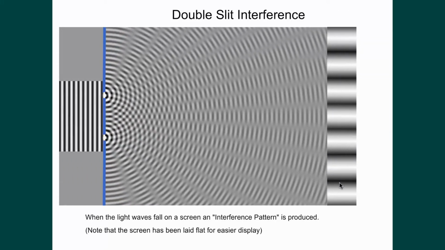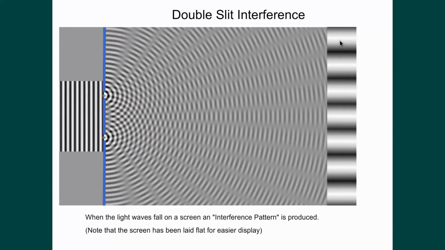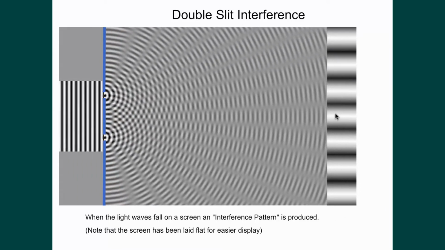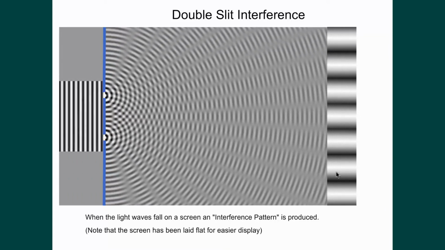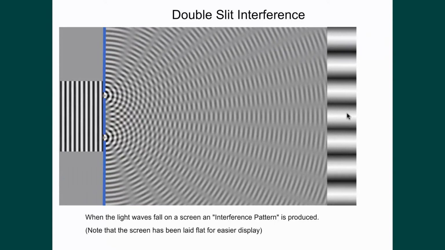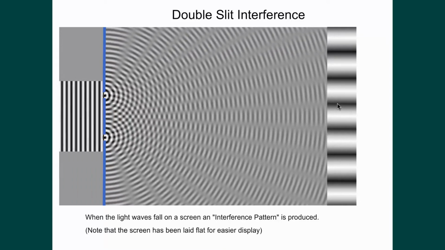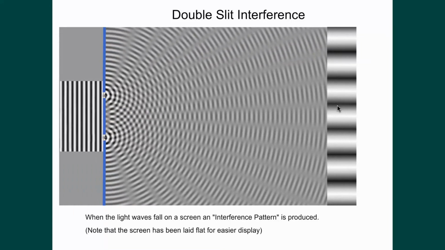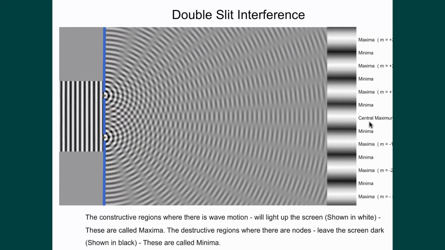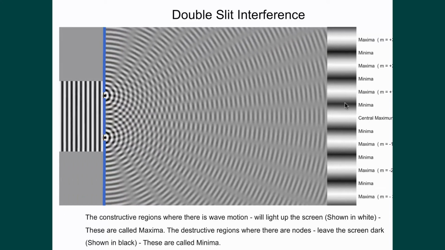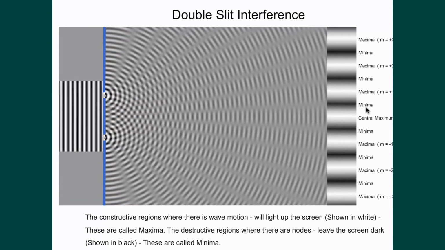So if we were to introduce a screen on the right-hand side, this shows the pattern of bright, dark, bright, dark, bright, dark. It's a repeating pattern. The bright is where we have constructive interference. The dark is where there is destructive interference. In the middle they call this the central maxima. That is where there's maximum brightness. The first dark spot is called a minima.